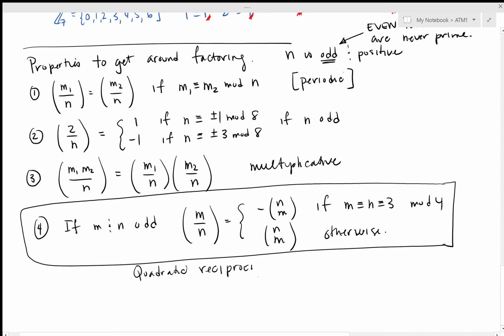So take a moment right now, maybe stop the video, write that down, and then wind back and look at the statement of quadratic reciprocity and see if you can see how this is an equivalent statement. It is.